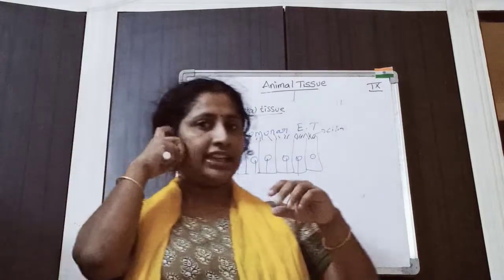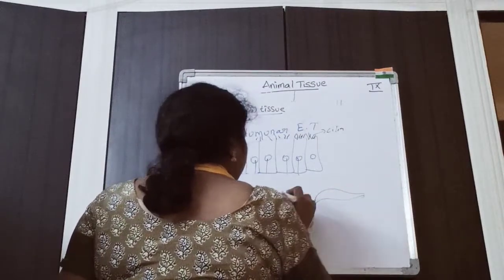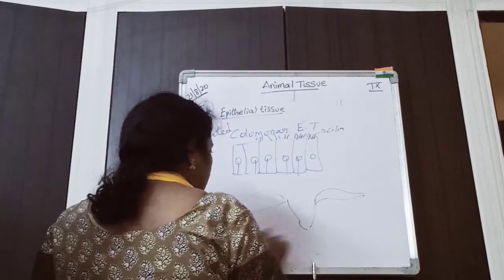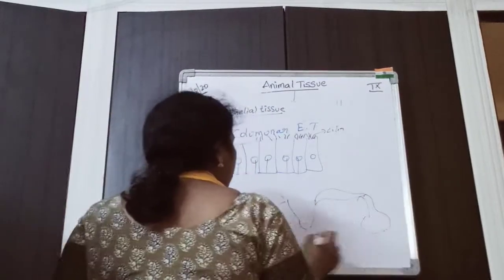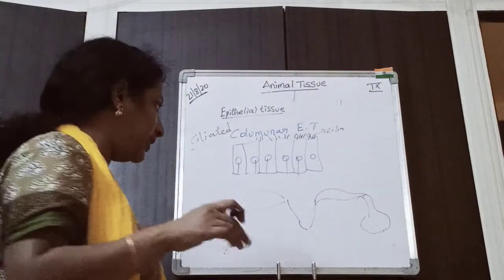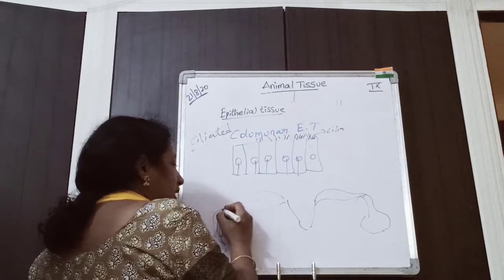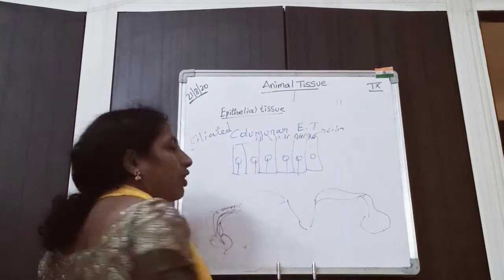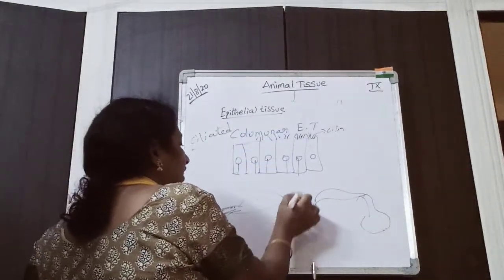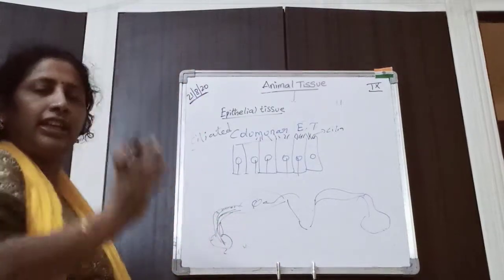Suppose you have seen in your 8th class the oviduct in the female reproductive system. This is our oviduct, the fallopian tubes. The egg will be released and will come like this. Here you have the ciliated columnar epithelial cells which help push the egg in this direction. It goes in this direction, and then the sperm comes from here and meets it here. So it helps in the movement of the egg in one direction.